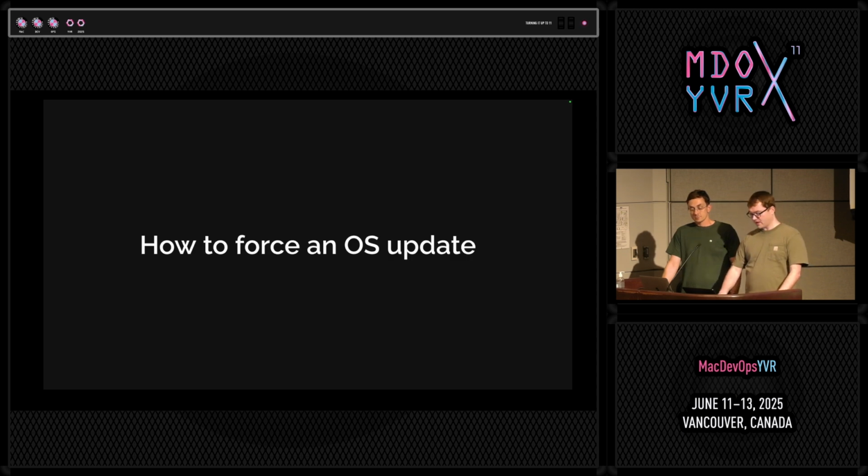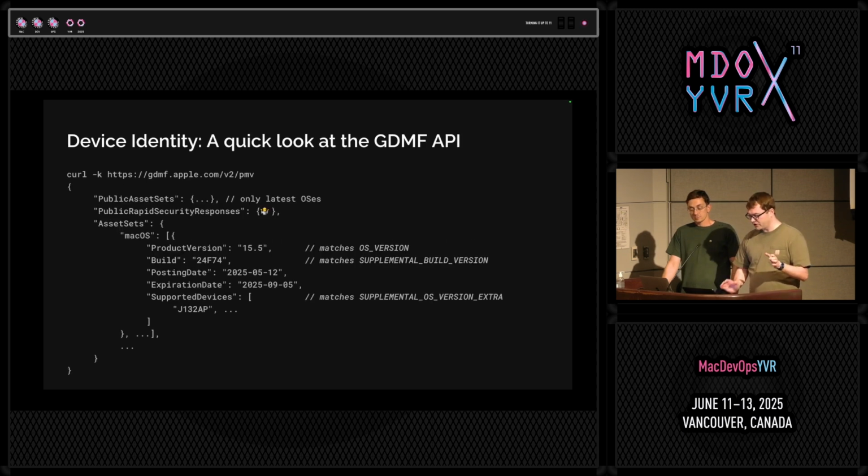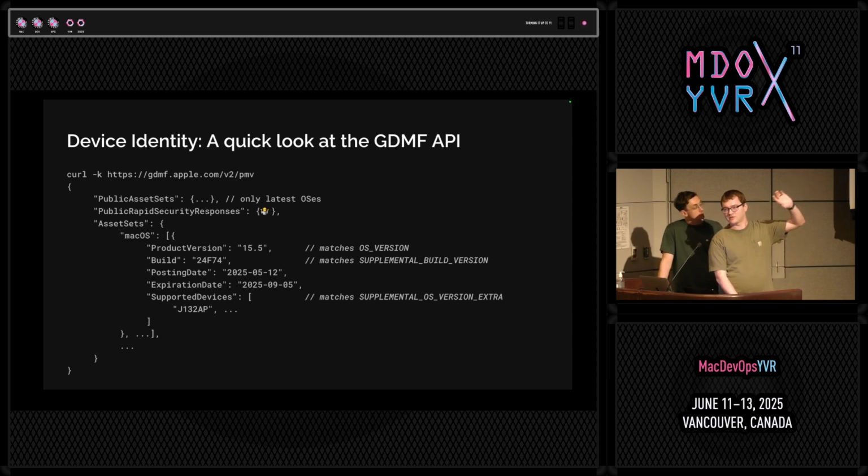And how do we do that? We're going to take a quick look at the GDMF API. If you're not aware of the GDMF API, it's an API endpoint from Apple that has all of the software update information for the various OSs. So there's the public asset sets key, which is just like the latest version. It's the one we don't really care about. There's public rapid security responses, which is, you know, empty right now, and hopefully it stays that way.